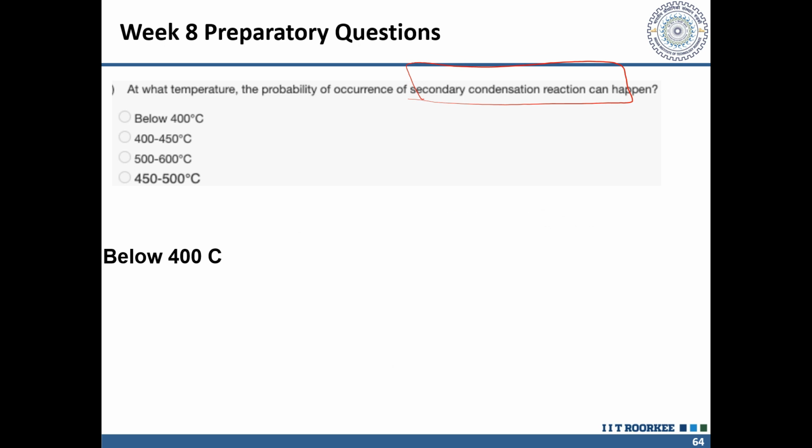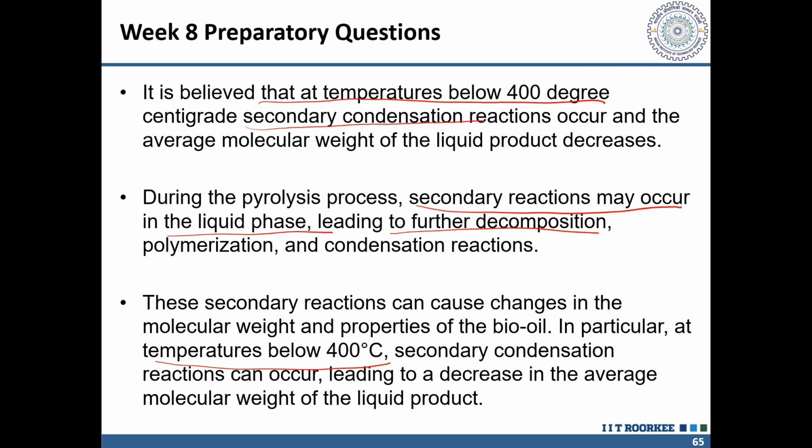So these secondary reactions are not good things which we require. These are unwanted reactions. So these unwanted reactions occur below 400 degrees Celsius only. So we usually apply a higher temperature for pyrolysis to avoid the secondary condensation reactions.